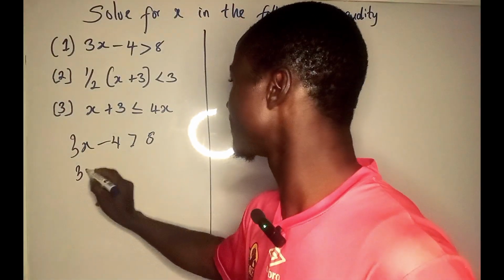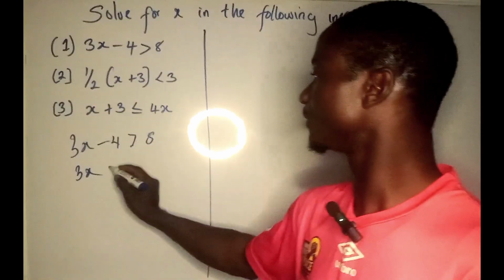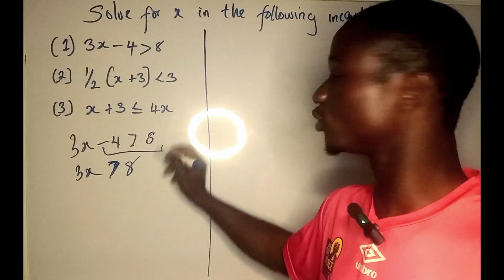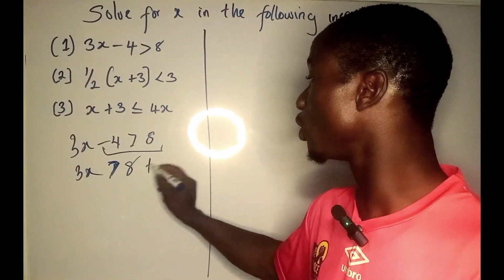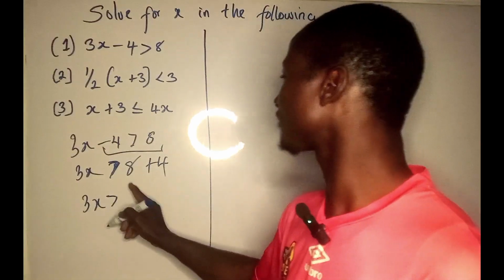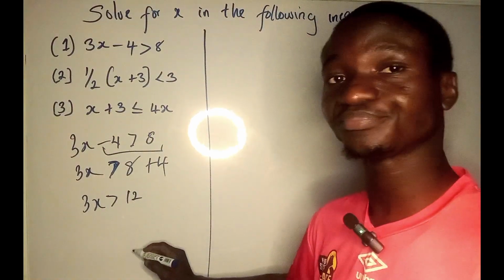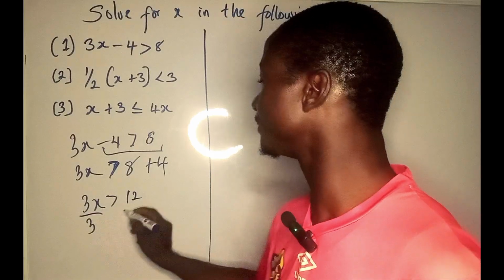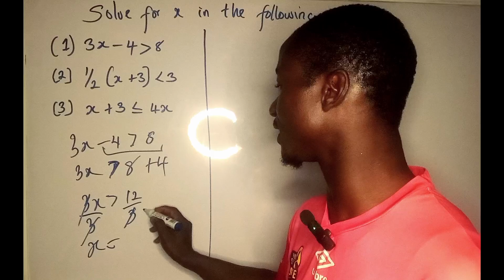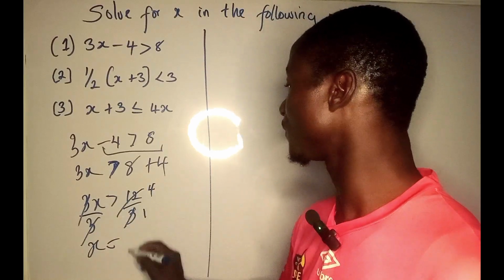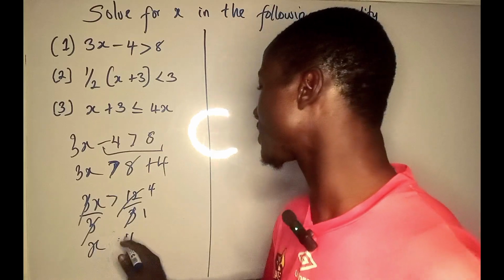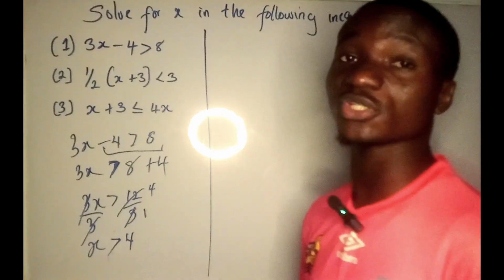Now what are we going to do first of all? We have 3x, we are collecting like terms, then greater than 8. We take this minus 4 to meet 8 here, it becomes plus 4. So we have 3x greater than 8 plus 4, that gives us 12. So divide both sides by 3. 3 divided by 3 is 1, 3 in 12 gives us 4. So x is greater than 4. That is for question 1.